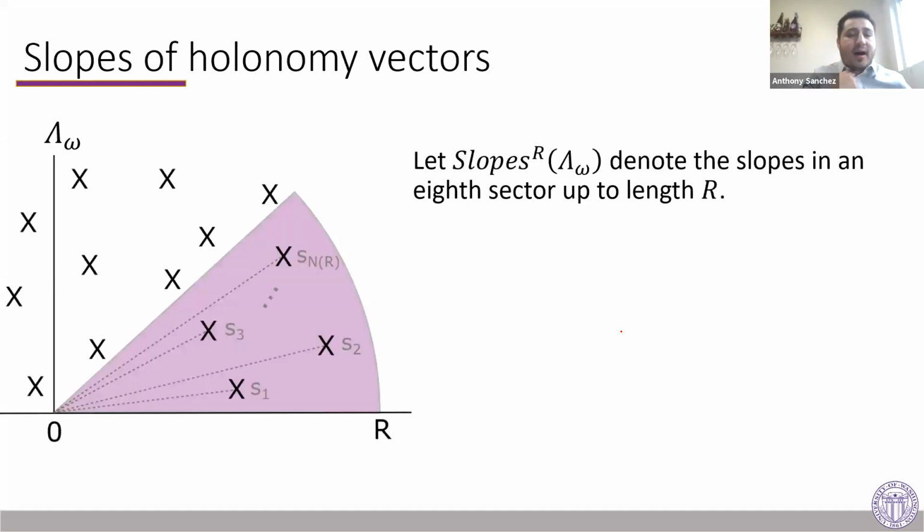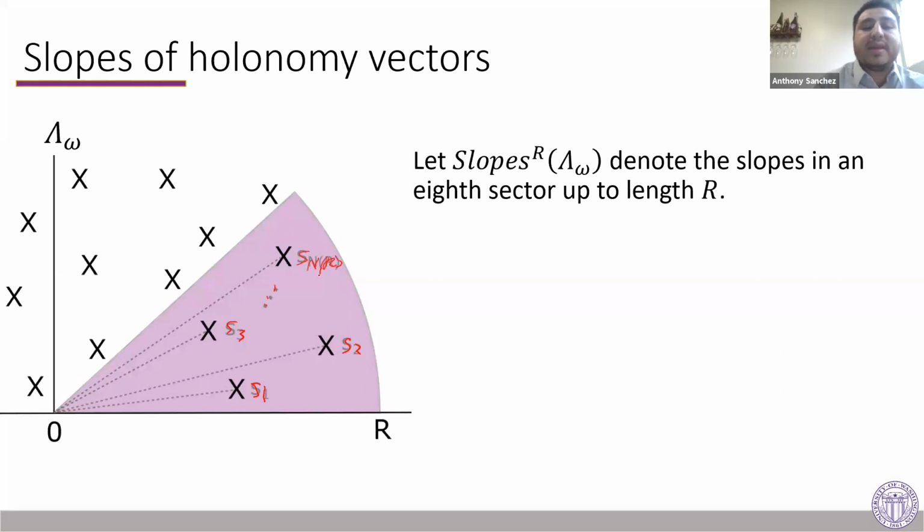So to formalize what I mean by slopes, I want to introduce this slide. Let the slopes up to radius r of the saddle connections denote the slopes that land inside of this purple region here, this 8th sector up to radius r. This purple region is a nice compact subset of the plane, and the saddle connections are discrete by work of Veech. So there are only going to be finitely many saddle connections in this purple region. Let me order all of those saddle connections according to their slope. By S sub 1, I mean the smallest positive slope, given by this one. S sub 2 is the second smallest positive slope, S sub 3, dot dot dot, up to however many there are.